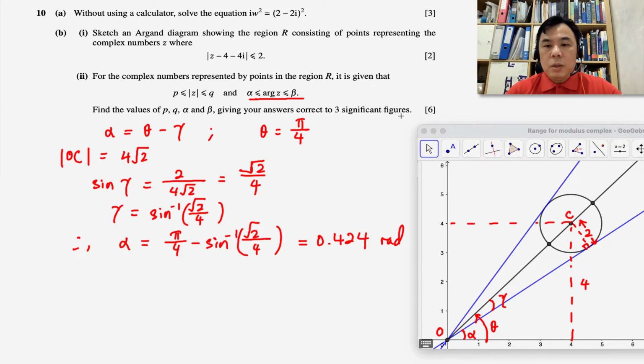And as for the beta itself, it shouldn't be a problem because this angle here is also the same as gamma.